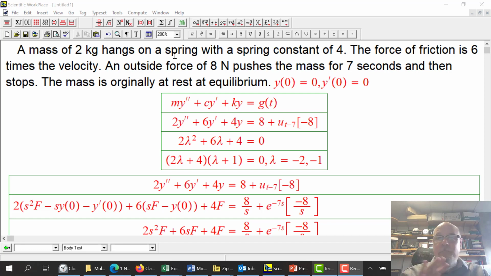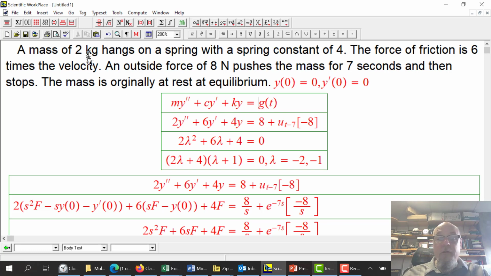Before we finish up there, our model for a spring equation is mass times y prime prime, that's force in newtons, plus c times y prime, that's also in newtons, but that's the force of friction, plus k times y, that's also a force, but the force from the spring. So basically, the mass and the coefficient of friction and the spring constant go in that spot.